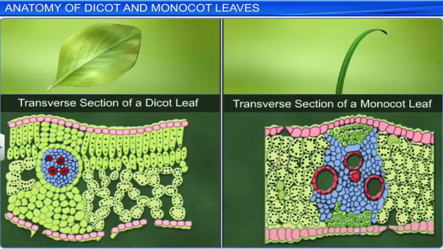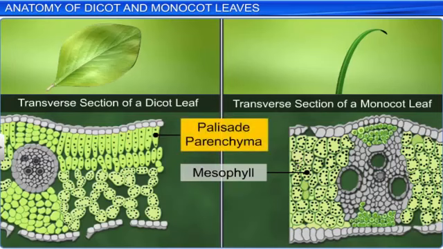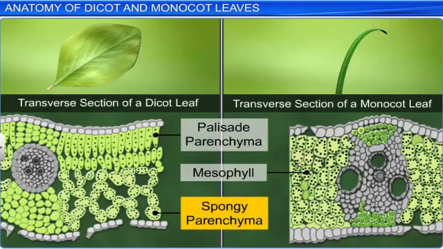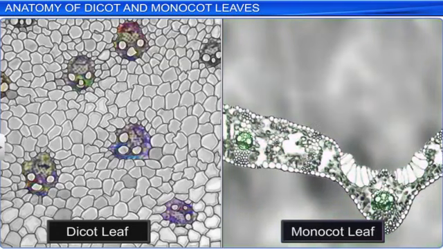Moreover, the mesophyll cells are not differentiated as palisade and spongy parenchyma in a monocot leaf. The vascular bundles in a dicot leaf are irregularly scattered due to reticulate venation. In a monocot leaf, however, they are arranged in a parallel manner in the mesophyll due to parallel venation.